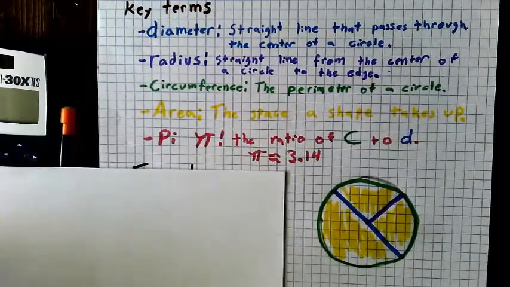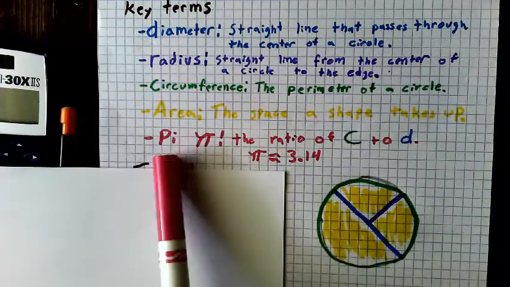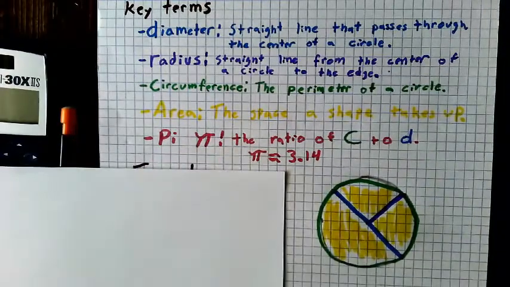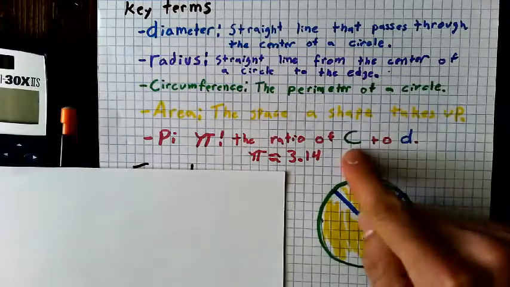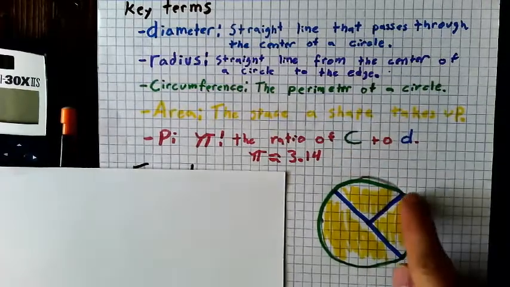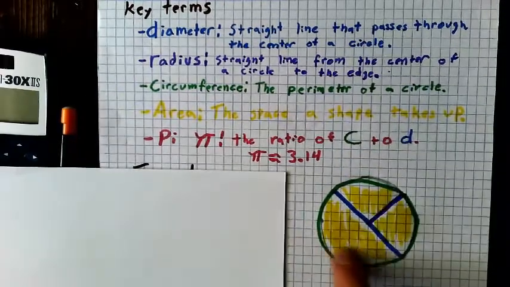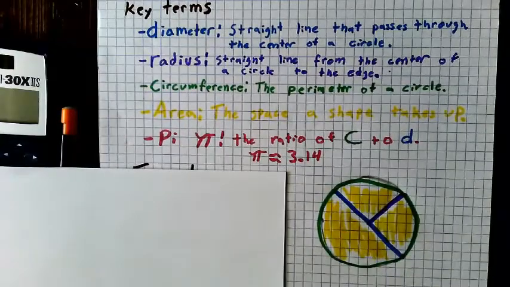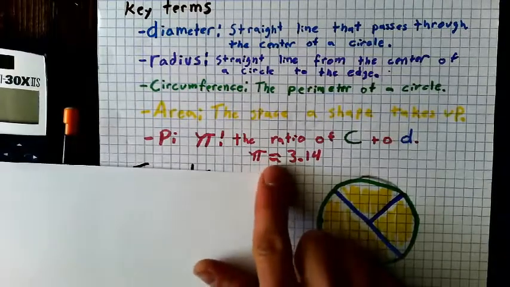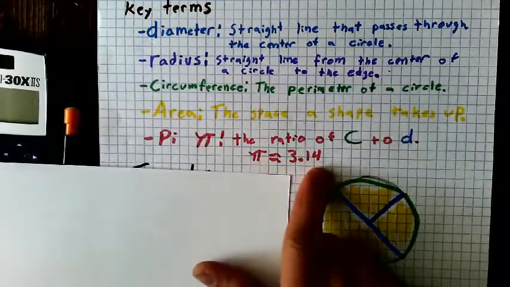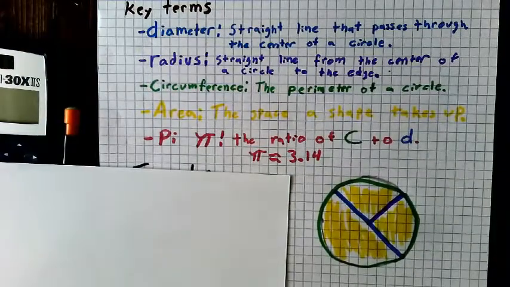Okay, and the last key term you need to remember is pi. Sometimes it's written out, sometimes it's the symbol, but it's really just the ratio of the circumference to the diameter. So it's the relationship between the circumference and the diameter. We'll talk about that more in a minute, but most of the time in math class we're going to be using a calculator, and we're going to use the number 3.14. That is the abbreviated version or the rounded version of pi.